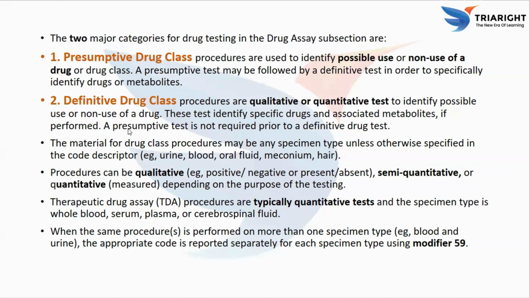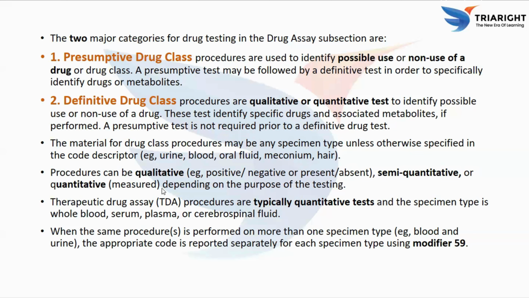So what is the important rule here? A presumptive test is not required before a definitive test, and providers may order the definitive testing directly. Both may be reported only if both are medically necessary. And the specimen types: drug class testing may be performed on urine, which is most common, blood, oral fluid like saliva, meconium, which is newborn testing, and hair. So always check the code descriptor. Some codes limit the specimen type.